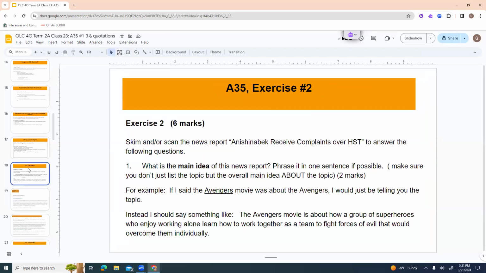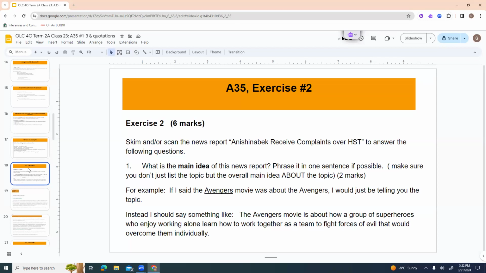Okay, looking at exercise number 2. Exercise number 2 is worth 6 marks. In your unit, there was a news report called Anishinaabeg Received Complaints Over HST. And we're going to read that in a second, and then we're going to answer the following questions. The main idea: what is the main idea of this news report? Phrase it in one sentence if possible.